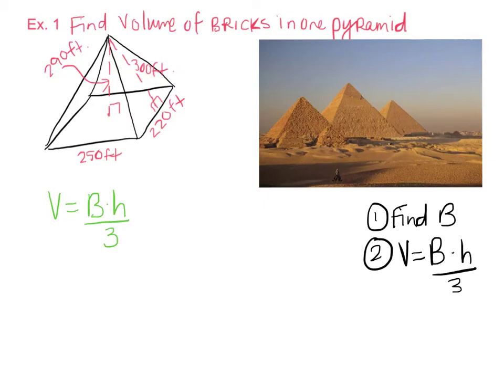So let's go ahead and do these calculations, and I want to warn you this is going to be a very big volume because pyramids are very large. So here we go. Starting off with step 1, I'm going to color code this guy. Step 1, I'm going to find the area of the base, which as I mentioned is a rectangle. That means I'm going to multiply the base of the rectangle times the height of the rectangle. The base times the height.